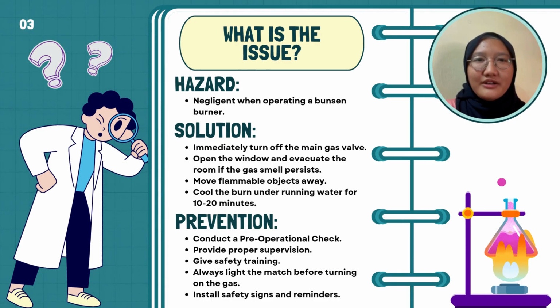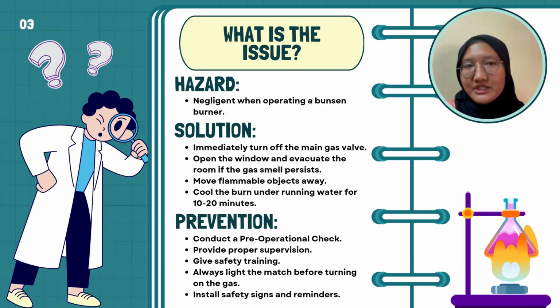I'm going to talk about the issue highlighted in the video. The hazard that happened in the video is negligence when operating a Bunsen burner. It can cause a fire or lead to inhalation of harmful gas because Bunsen burners typically use methane. The gas is flammable and hazardous if inhaled because it displaces oxygen and increases the risk of fire or explosion.